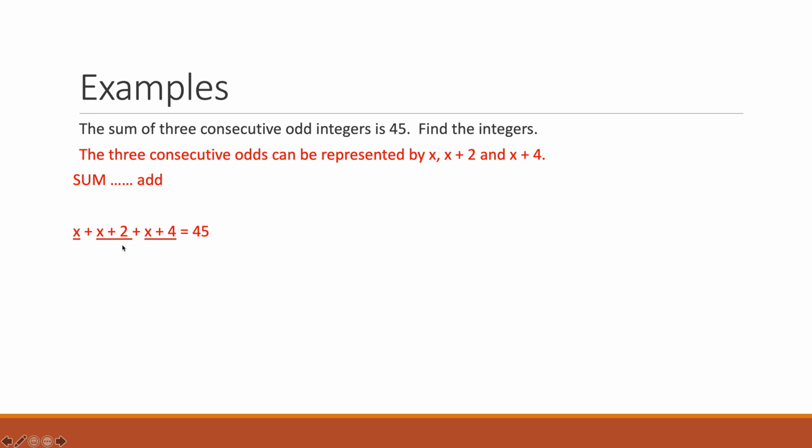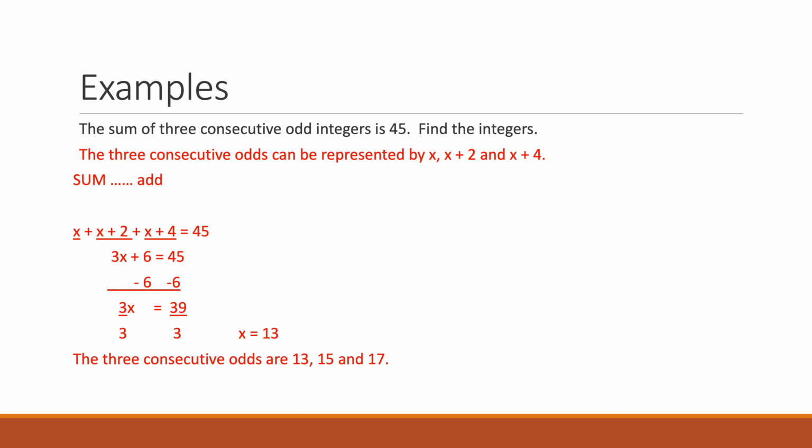1x plus another x is 2x plus another x is 3x plus 6 is equal to 45. Subtract 6 from both sides. Standard two-stepper here. 3x is equal to 39. Dividing by 3, I get x is 13. But that is not the answer. 13, 15, and 17 are the correct answers.